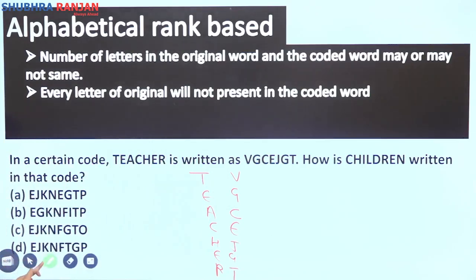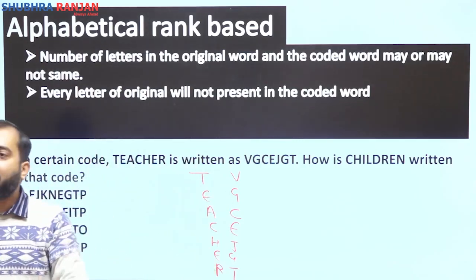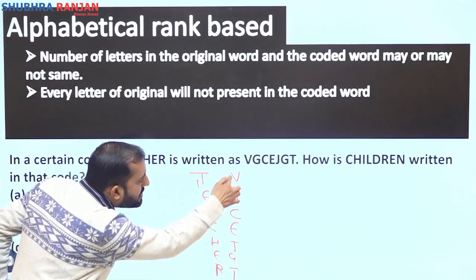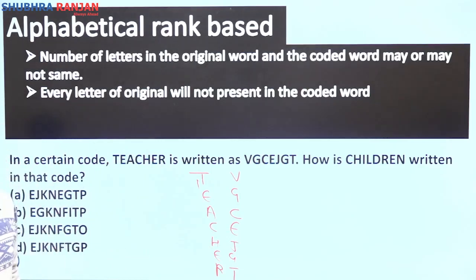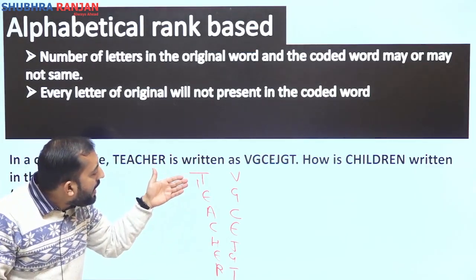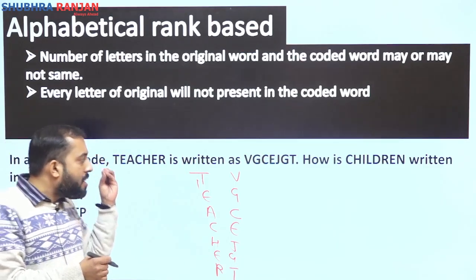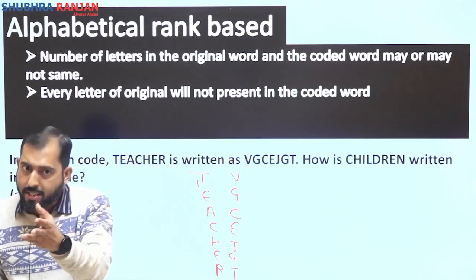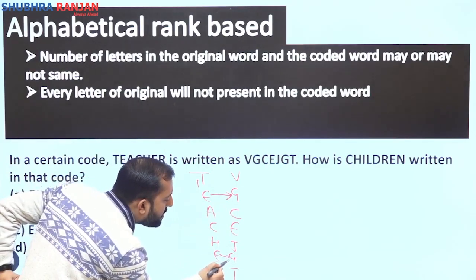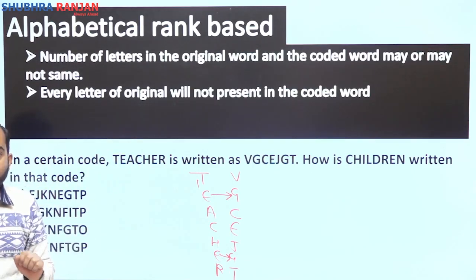Done? Now, first of all, tell me, does this problem belong to type 1? No. The condition for type 1 was that every letter from the original word must be present in the coded word. No, this is not type 1. Second type, direct replacement. Now, is there any hint that can justify that this question belongs to type 2? Yes, a hint is present. See, E over here has been replaced with G, and E over here has been replaced with G. It's a hint, so it could be possible that this question belongs to type 2.